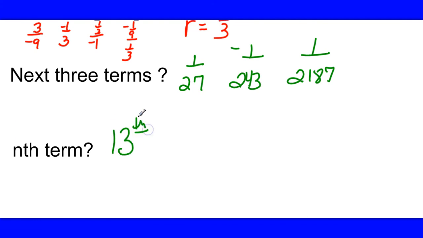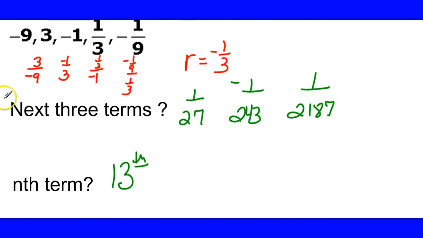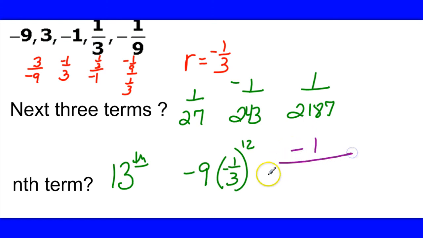Again, if I want a certain term, let's not make it too large, just make it the 13th term in the sequence. I'm going to start with the very first term in the sequence, which is negative 9. I'm going to multiply it by negative 1/3, and I'm going to do this 13 minus 1 times, which is 12 times. If you tap that into your calculator, you will get negative 1 over 4782969. And that is it.